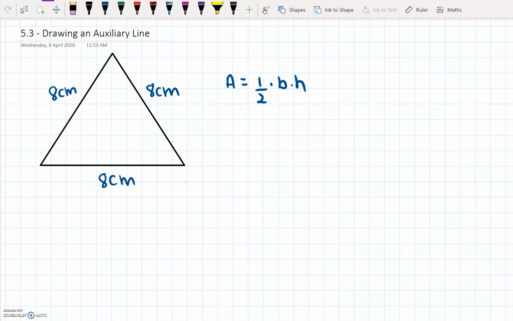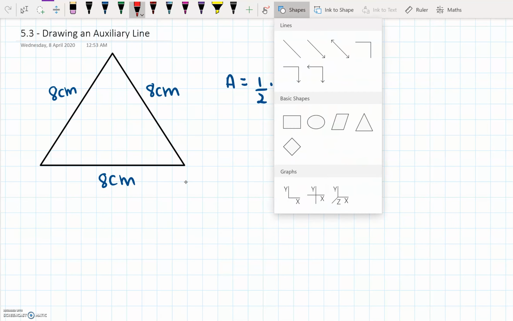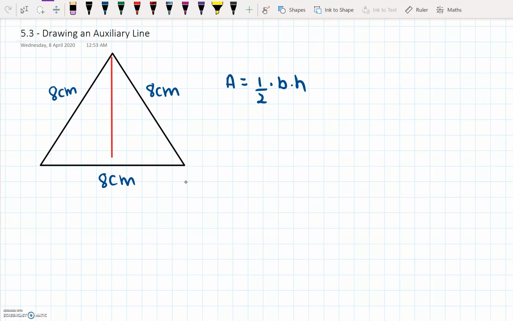But when we're talking about drawing an auxiliary line, it just means that sometimes you need to add an extra line to turn things into a right angle triangle. So you need to look for ways you can make a right angle triangle. In this case, what we're going to do is add a line down here. There we go. So we've added a line down here. And now you can see that we have two right angle triangles. And so now we can actually calculate the height of this triangle in order to then do the area.